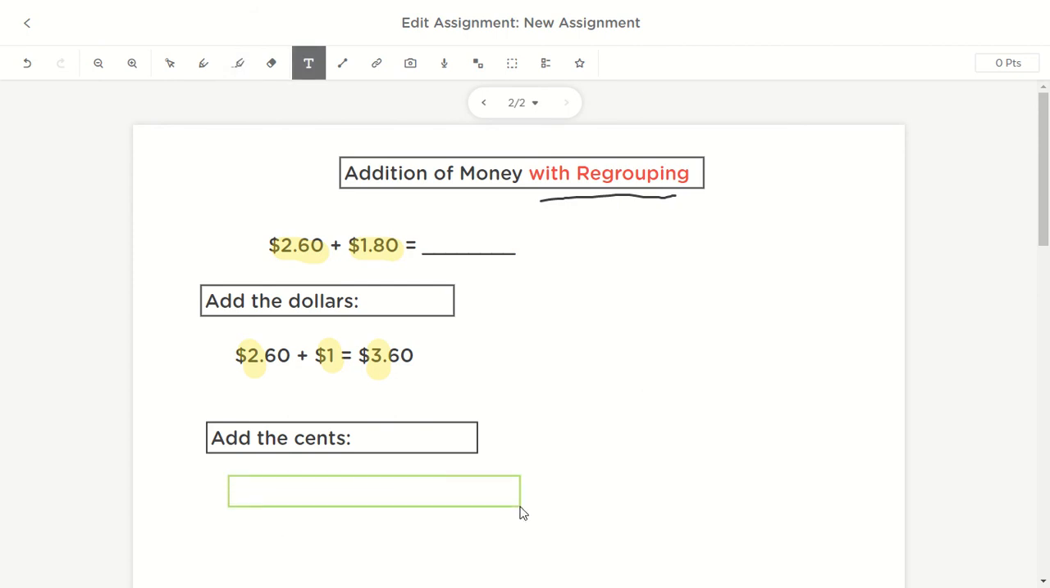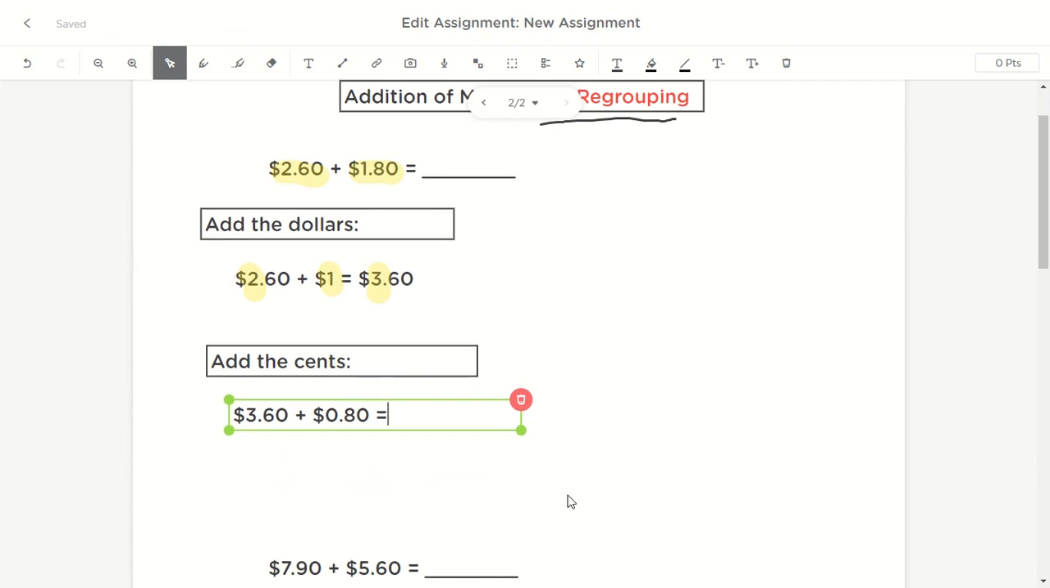Now we add the cents. So what I'm going to do here is $3.60 from the answer from the top plus the 80 cents that I left behind. However, now you have a bit of a problem because you realize that, hey teacher, 80 cents plus 60 cents gives you more than $1. So how am I going to do it? This is where regrouping comes in.